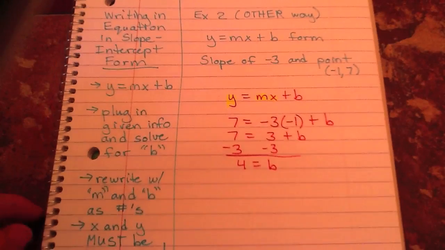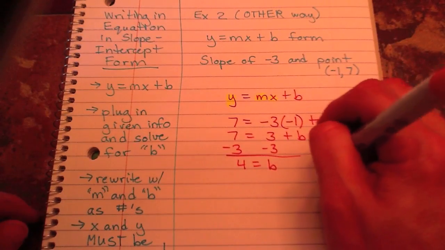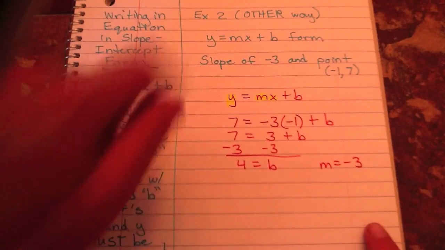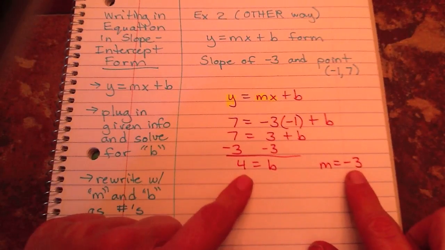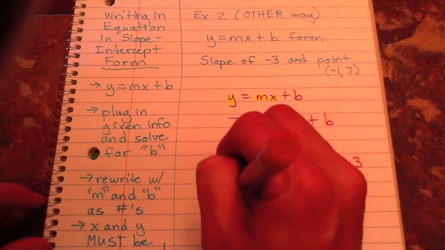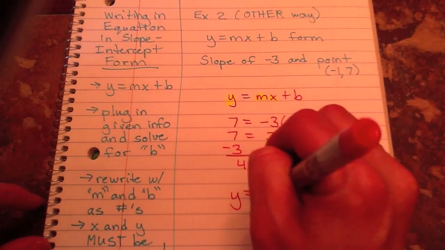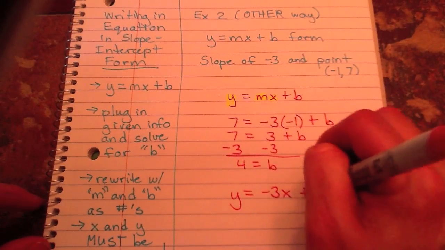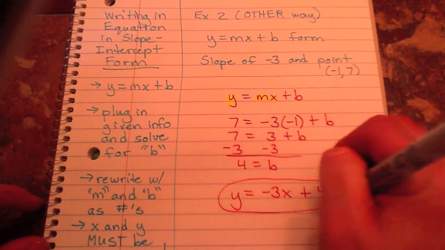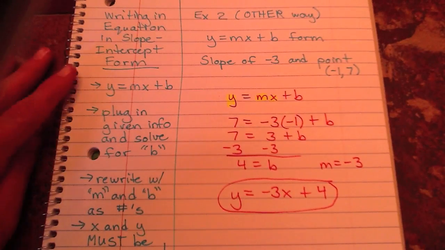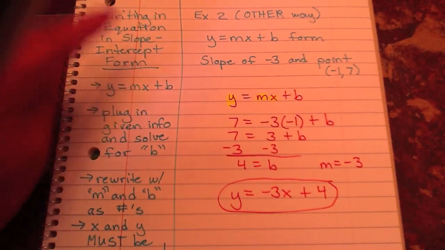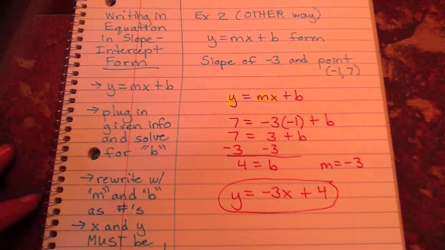And you rewrite your equation. M equals -3. That was already given to you. And your b, exactly like we were doing the other day when you were given an m and a b. So y equals mx plus b, and you're done. Y equals -3x plus 4, which is exactly what we got when we converted point-slope form to slope-intercept form on the first set of example 2. So either way works. I'm okay with either way.